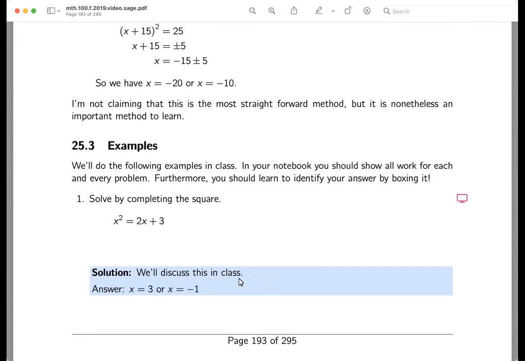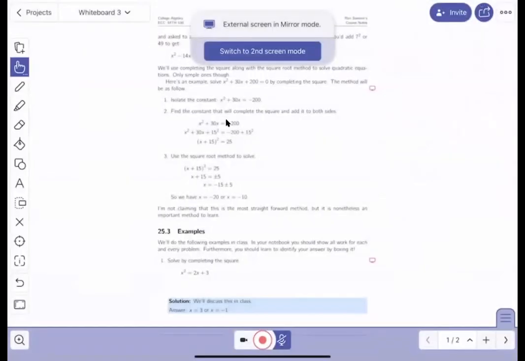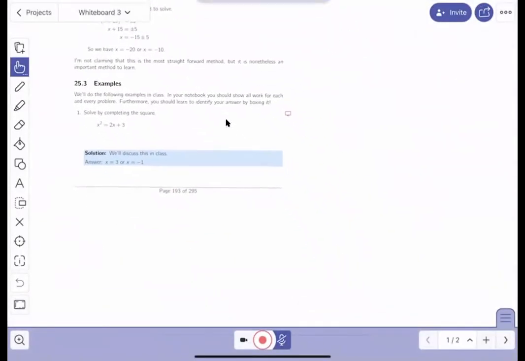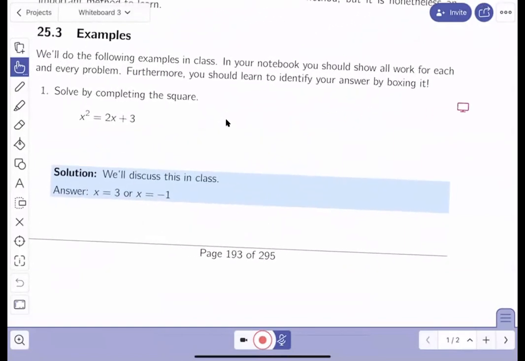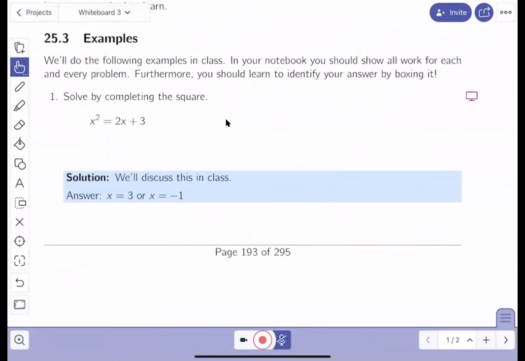I'm going to switch over to the whiteboard. Just give me a moment to do so. All right, we're on the whiteboard, and we're going to start doing the examples now. So the first example, it says solve by completing the square.